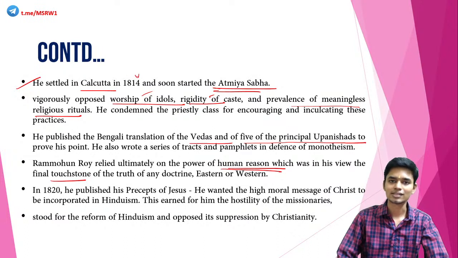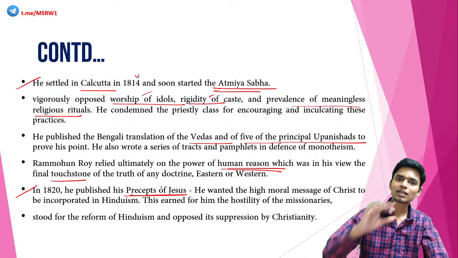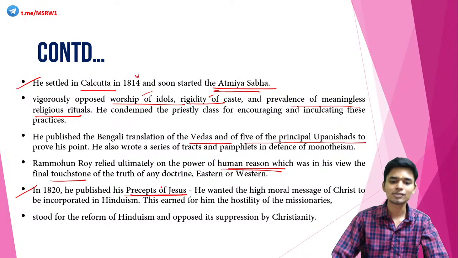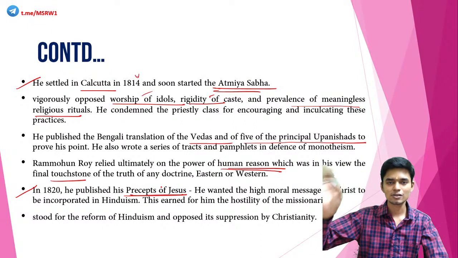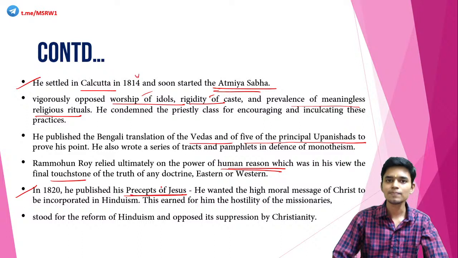So he made the ultimate power of human reason the final touchstone of his doctrine towards Eastern or Western culture. Okay, in 1820, he published his Precepts of Jesus, another book published by Ram Mohan Roy, that is Precepts of Jesus. Here he looked into Christianity and its aspects, its positives, negatives, etc.